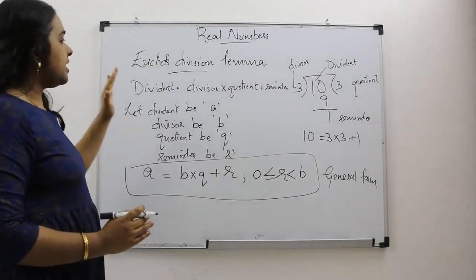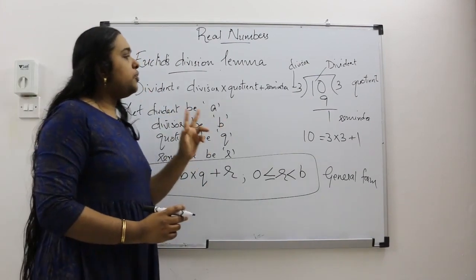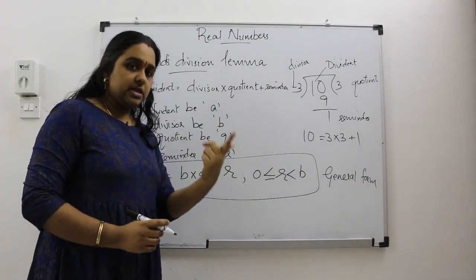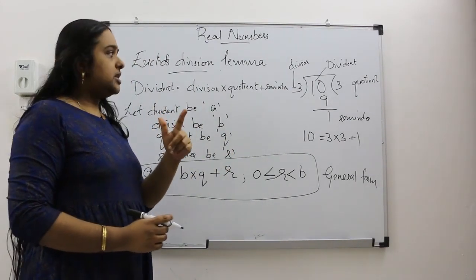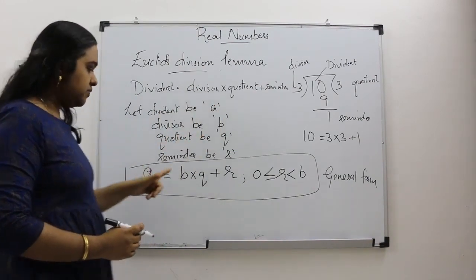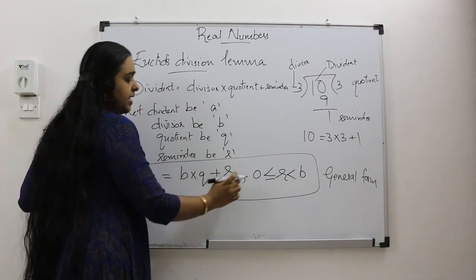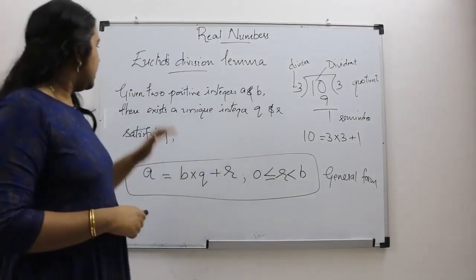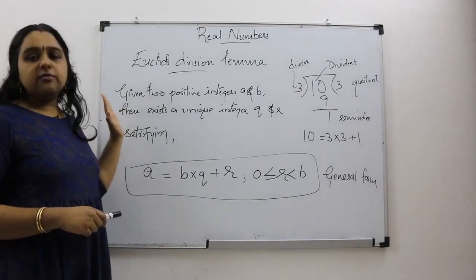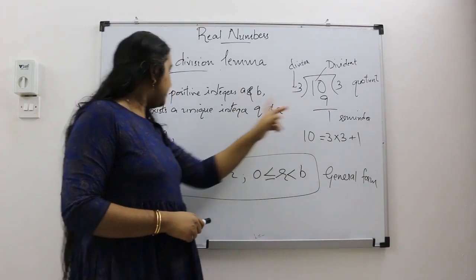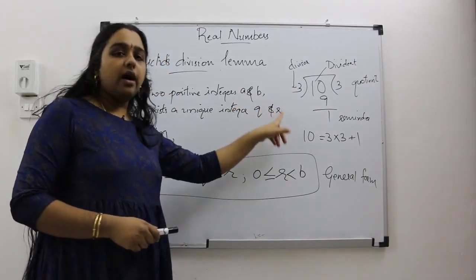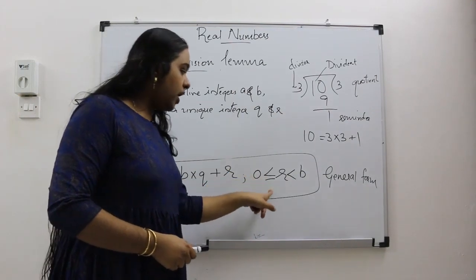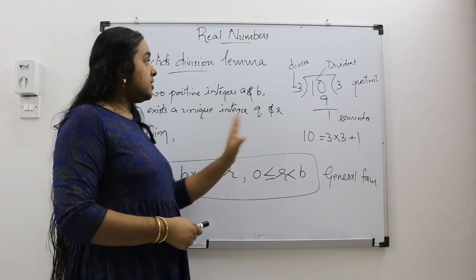Okay. So from this we can understand that for any two positive integers A and B, there exist another two positive integers Q and R satisfying A equals BQ plus R, where 0 less than or equal to R less than B. Is it clear? Okay. From this, we got an idea that we are given two positive integers A and B. There exists a unique integer Q and R which satisfies A equals B into Q plus R, where 0 less than or equal to R less than B. This is the whole concept of division.